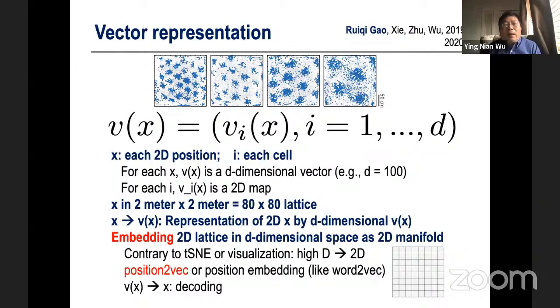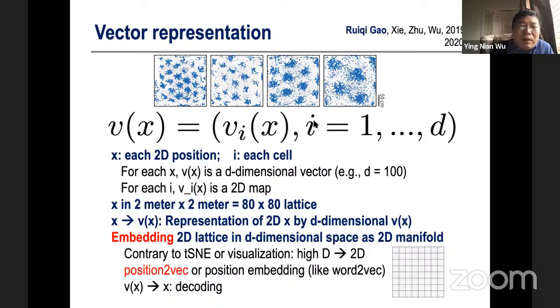Okay, so the idea for the grid cells from a mathematical perspective is that they form a vector representation, or a latent vector that consists of those latent variables. So we use the notation V of X to represent this vector representation. X is a 2D position, so we may encode it as a 2D coordinate.